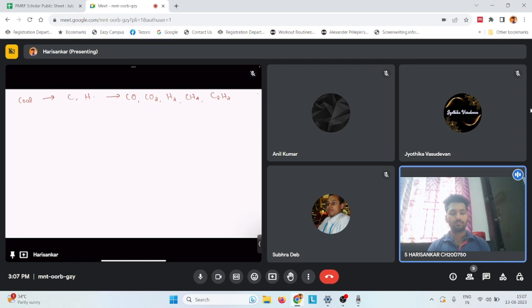How this gasification is performed is by passing air. Air will be passed to the coal at high temperatures, and air will contain mainly nitrogen and oxygen. So using air, we will be gasifying coal to produce these gases: carbon monoxide, carbon dioxide, hydrogen, methane, and ethane. So in effect, if we consider the balance of the whole gases, along with these gases, there will be two more gases: nitrogen and oxygen.